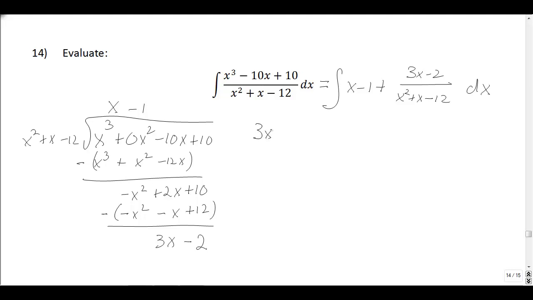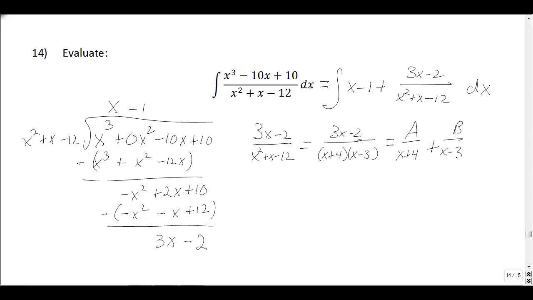So I have 3x minus 2 over x squared plus x minus 12. First thing to do is factor that denominator. Turns out to be x plus 4 times x minus 3. And then the general form that we're looking for here is we're going to write this as a over one of the factors plus b over the other factor. You could switch your a and b around or switch the order of the x plus 4, x minus 3. It doesn't matter. You'll get the same answer in the end here.